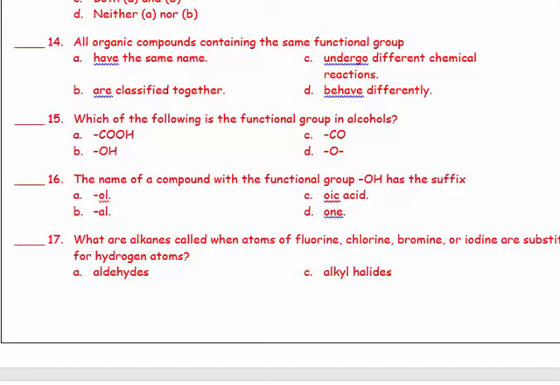15, which of the following is the functional group in alcohols? The functional group in all of the alcohols is the OH group. Okay, so it's B.